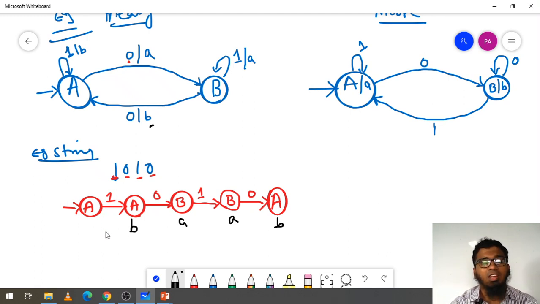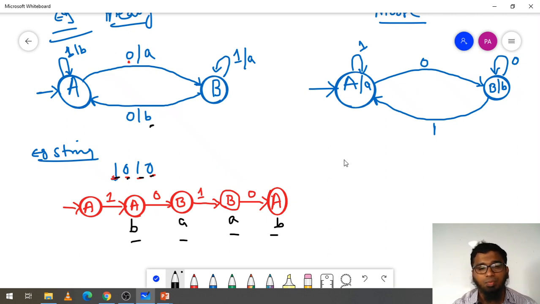So here you can see how many transitions we need to do: 1, 2, 3, 4, and how many outputs we got: 1, 2, 3 and 4. So in the Mealy machine, for n number of alphabets, that much output we will get, meaning n transitions give n outputs. Okay. Now we will take the same example for the Moore machine.